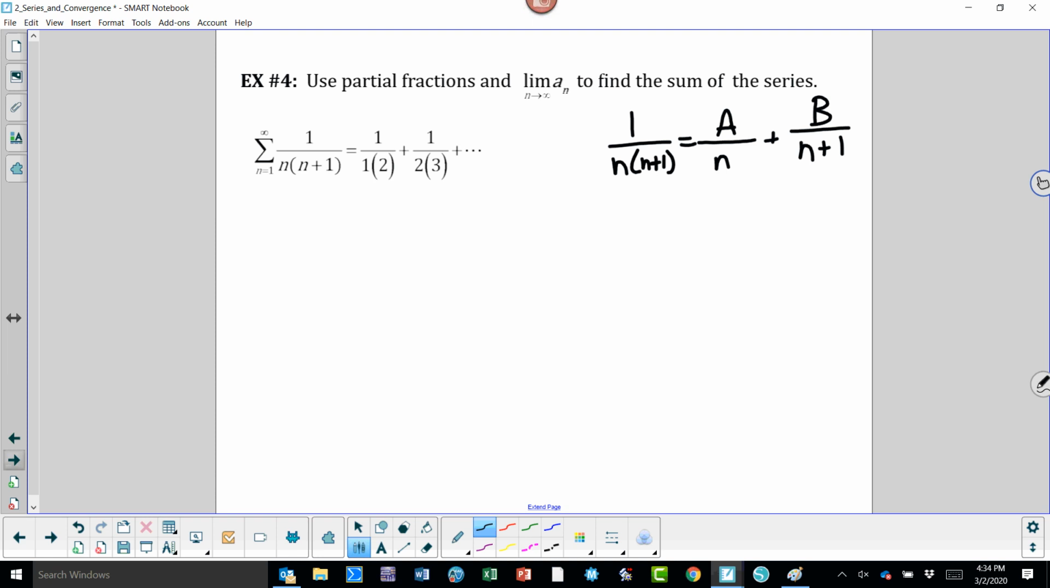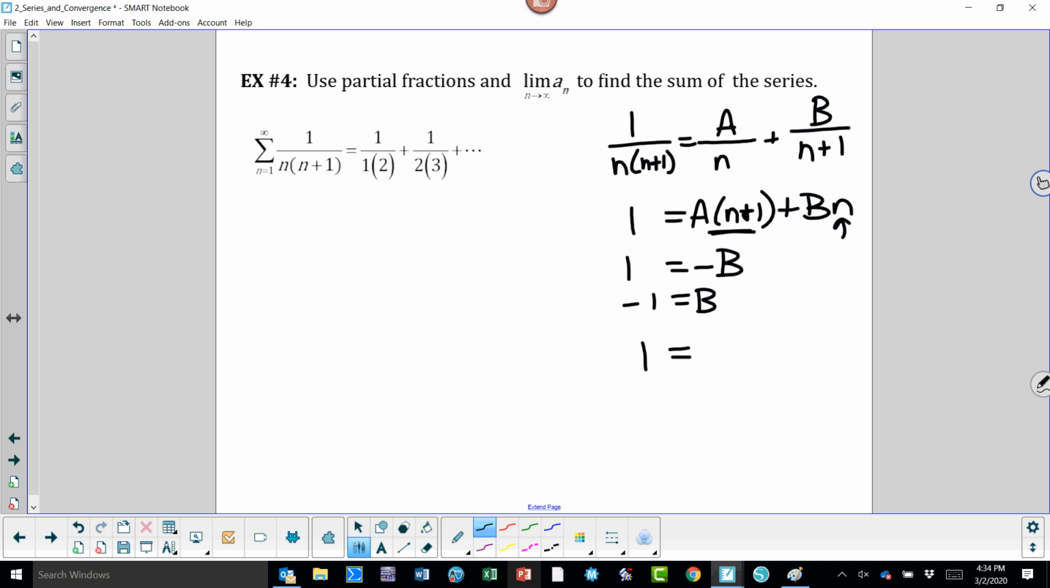So remember partial fractions, we want to solve this, so we're going to multiply everything by n times n plus 1. So you're going to get 1, and then you're going to get A times n plus 1 plus B times n, and then you're going to let n equal negative 1 to get rid of this term. So you're going to get 1 equals negative B, so that means B is negative 1, and then you want to let n equal 0 so we can get rid of this term. So we get 1 equals A. So A is 1 and B is negative 1.